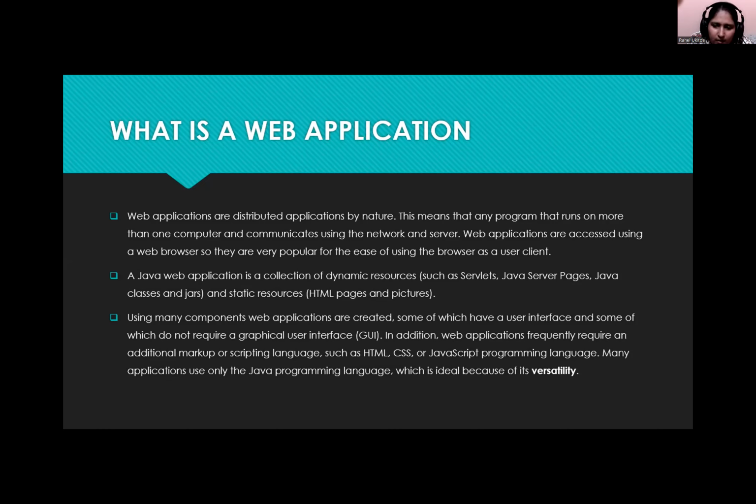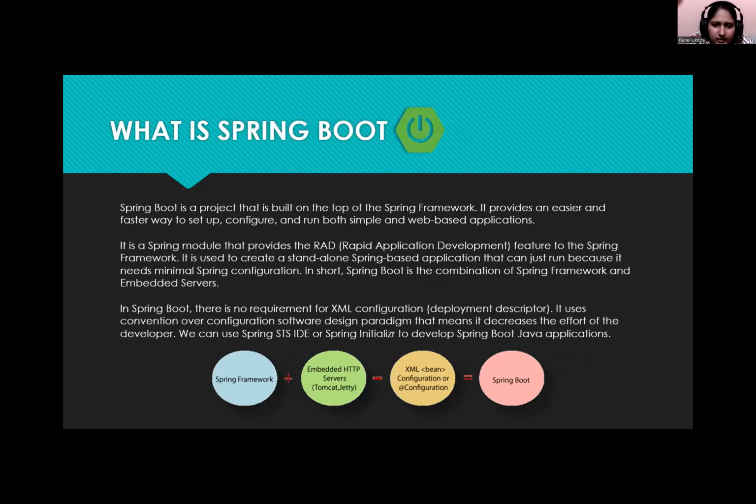A web application requires an additional markup or scripting language. The markup language is HTML. For designing purposes, we use CSS. And if we need scripting for that web application, we use JavaScript or any other language. Many applications use only the Java programming language, which is ideal for its versatility. So we see what is Spring Boot.